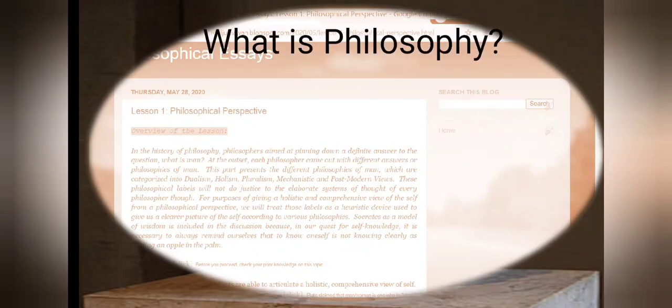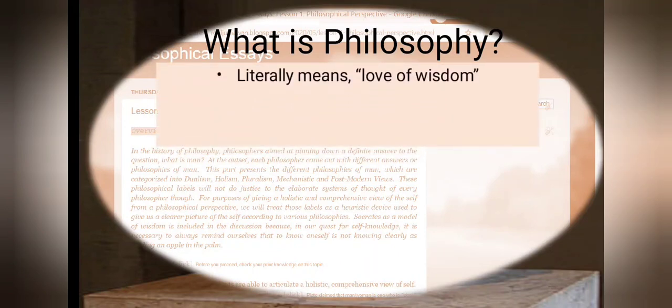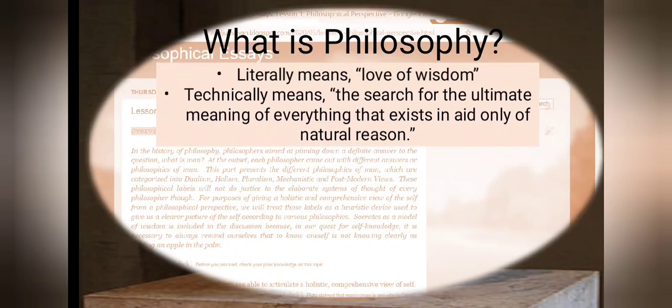To start our discussion with philosophy and science, we'll try to answer the question, what is philosophy? We have 2 definitions of philosophy, literal and technical definitions. In literal sense, philosophy means love of wisdom. In technical sense, philosophy means the search for the ultimate meaning of everything that exists only in aid of natural reason.